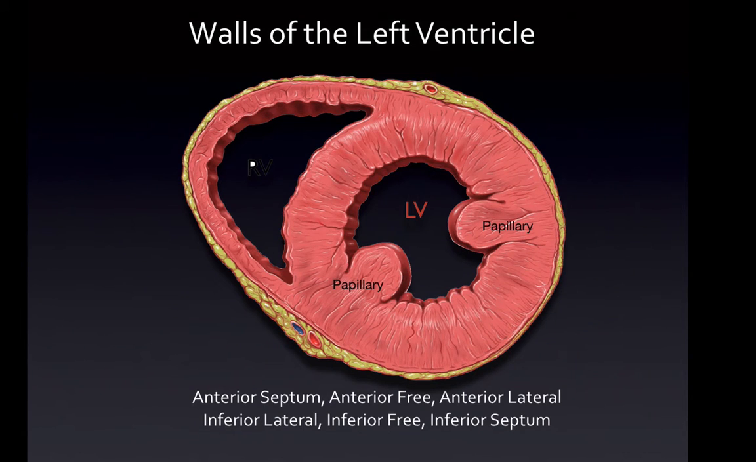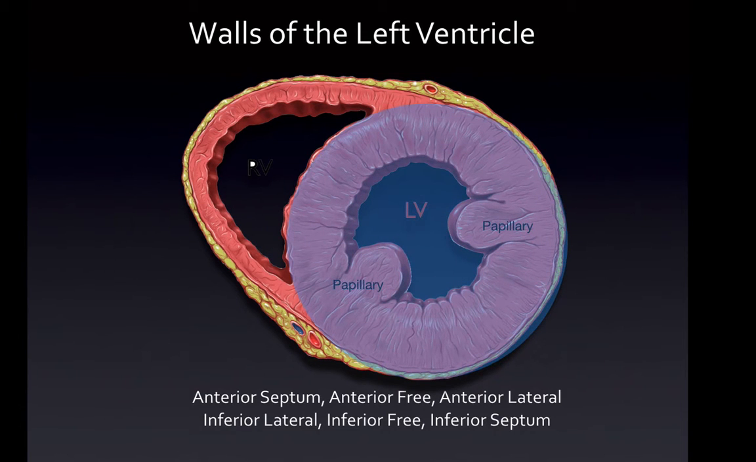Again, some other textbooks have a little bit more precise way of doing this, which would be to divide the left ventricle in anterior septum, over here, anterior free wall, anterior lateral, inferior lateral, inferior free, and inferior septum. That's a little bit more complex.